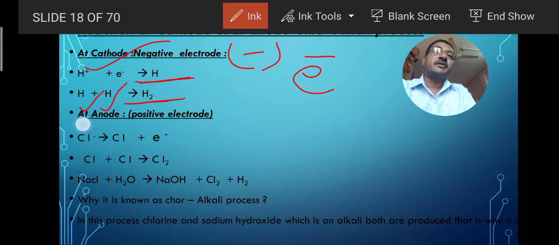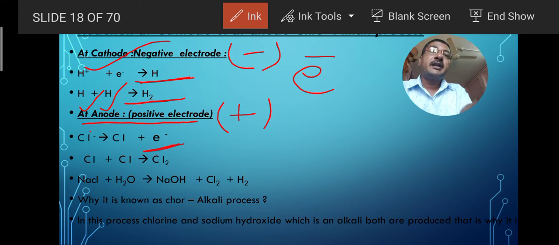Similarly, the reaction which takes place at the anode, which is a positive terminal. Here the chloride ion will give out an electron, because chloride is a particle which has a negative charge on it. When negative charge is present, it has an excess amount of electrons. So this electron has to be given out by the chloride ion to convert it into a chlorine atom. Chlorine has no charge.